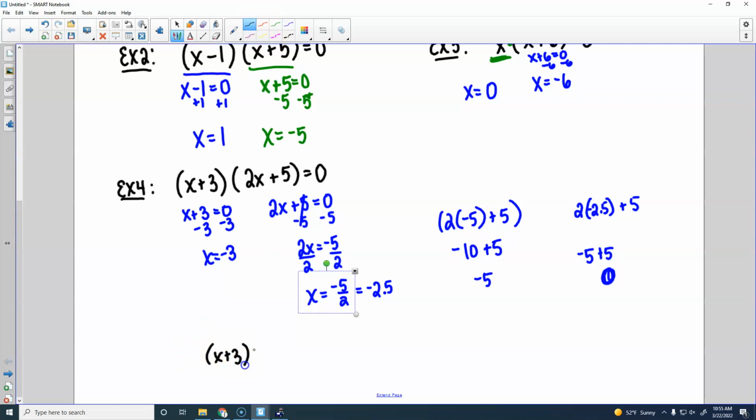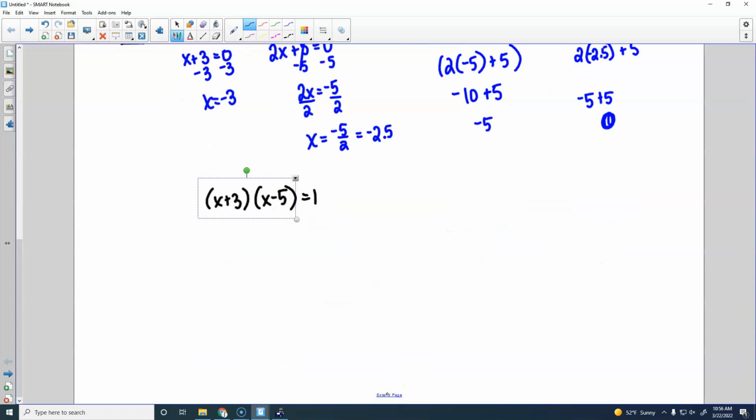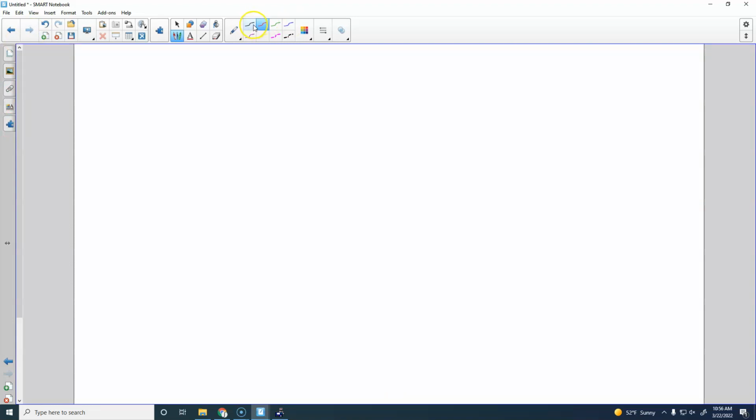If I have something like this, x plus 3 times x minus 5 equals 1, you can't solve that. In fact, unless it'll refactor, I don't think you can solve it at all. I'm not going to give you one set up like that. You can't solve it because it's equal to 1 here, so you can't use that zero product property. It's not going to be negative 3 and positive 5 for that. So, this only works whenever it's equal to 0. All right, so let's do another problem.